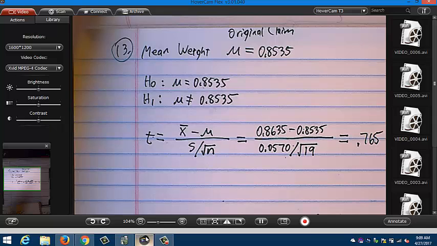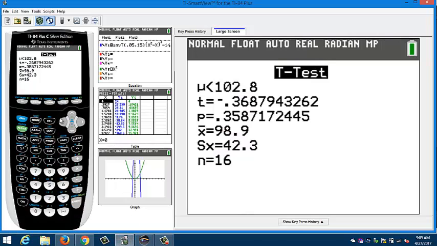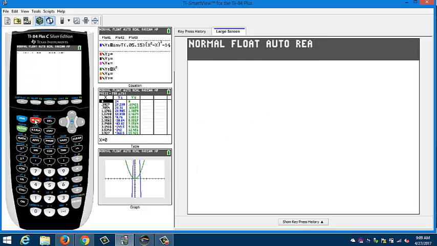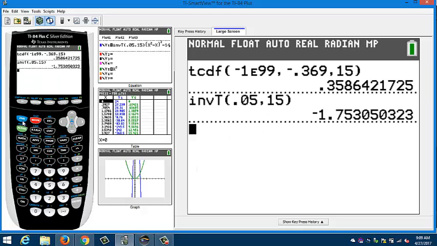Did you guys use parentheses in the calculator? Remember? We have to hit this parentheses. Open parentheses. 0.8635 minus 0.8535. You guys have those open parentheses, right? And then when you do the denominator, you better put parentheses around that too, or you won't get the right answer.